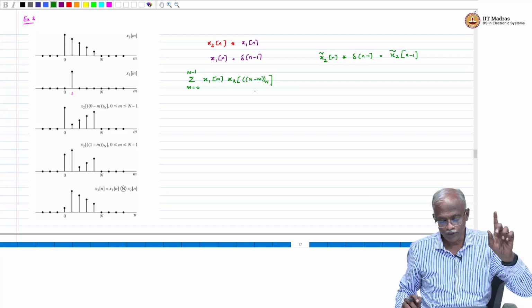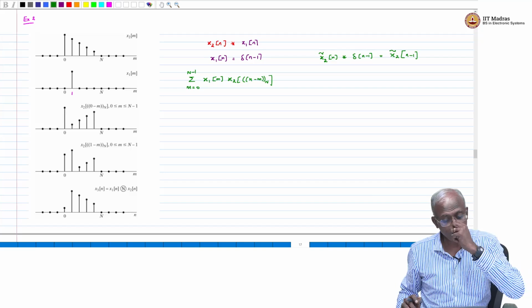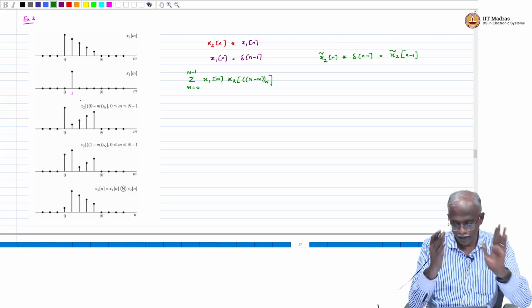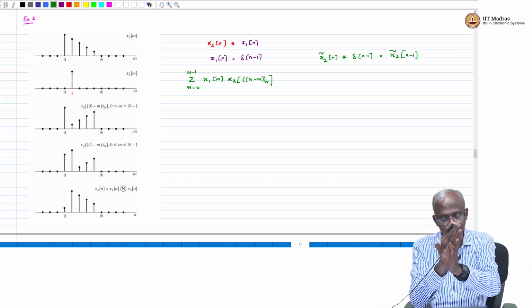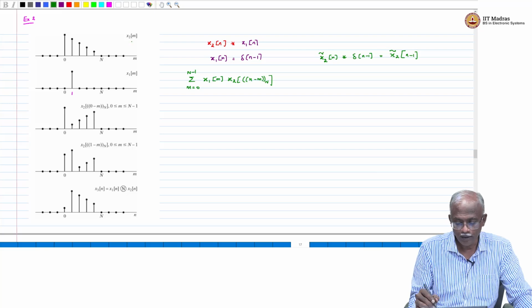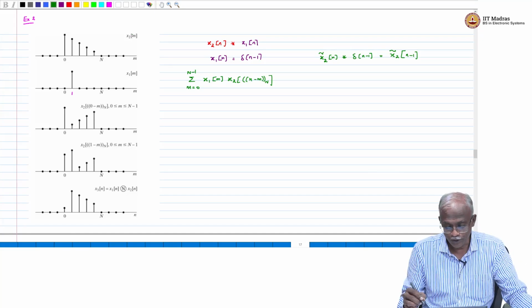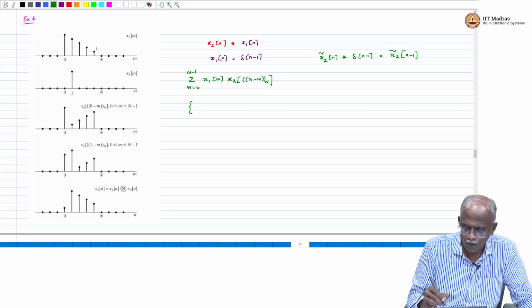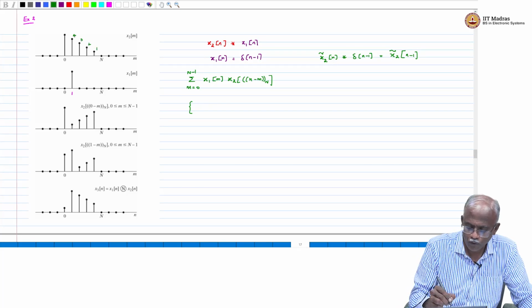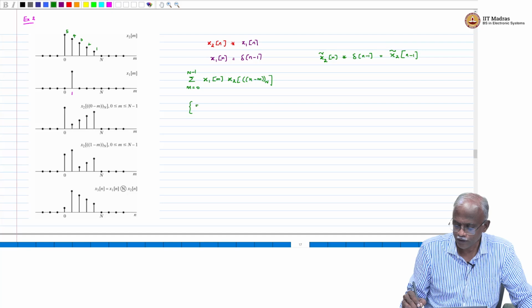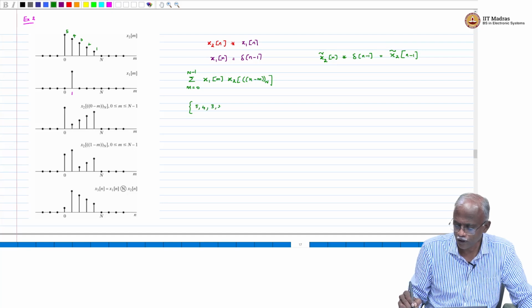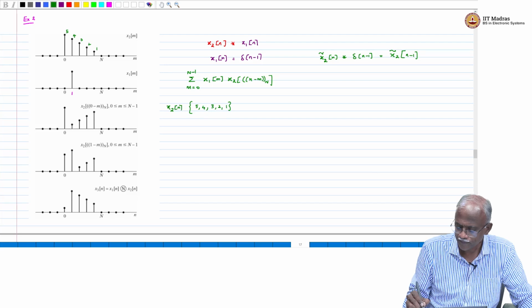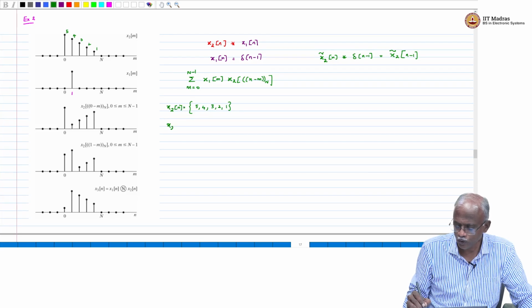Okay, so the first thing that we are going to do is time reverse x2 of n in its current position. How do you represent this? We showed yesterday that if you had a sequence, in this particular case 1, 2, 3, 4, 5, the time-reversed sequence is 5, 4, 3, 2, 1. This is x2 of n. Now x2 of minus n.